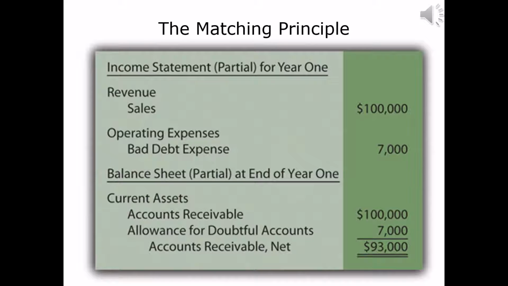You can also see the balance sheet at the bottom of the screen showing our allowance for doubtful accounts, $7,000, that reduces our total accounts receivable balance. This makes a net accounts receivable of $93,000 after we subtract our allowance for bad debts.